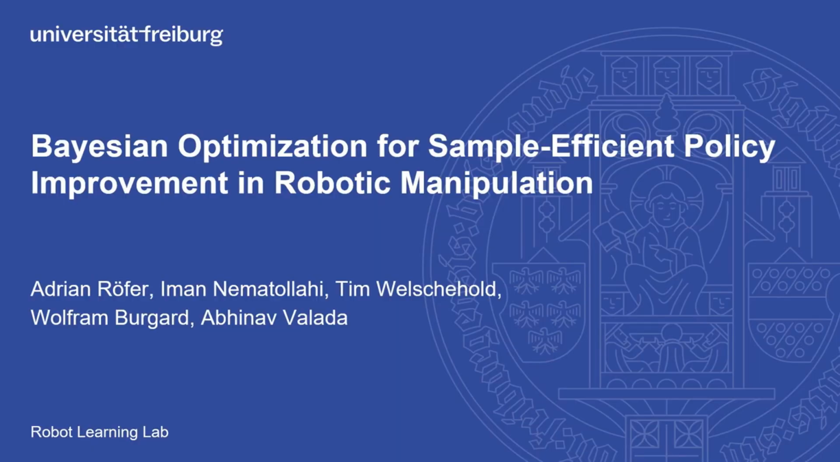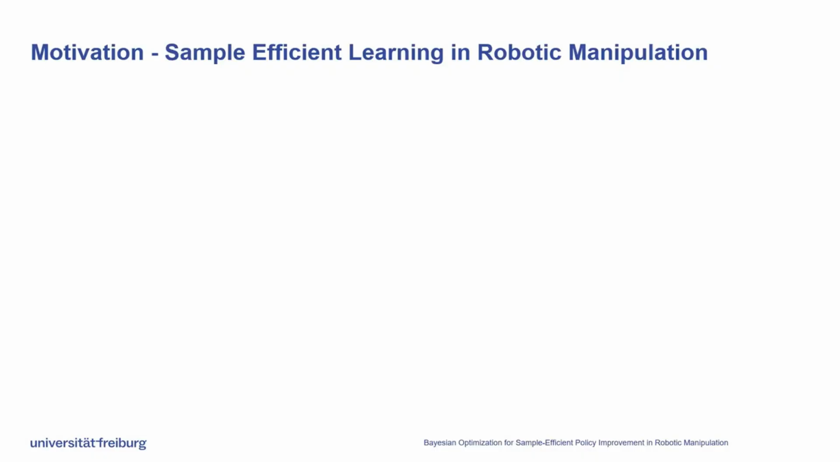We present Bayesian optimization for sample-efficient policy improvement and robotic manipulation. Learning complex robotic manipulation from pure robotic exploration is prohibitively expensive, and even more so in sparse reward reinforcement learning settings. Thus, imitation learning has emerged as a prevalent technique for initializing robotic manipulation policies.